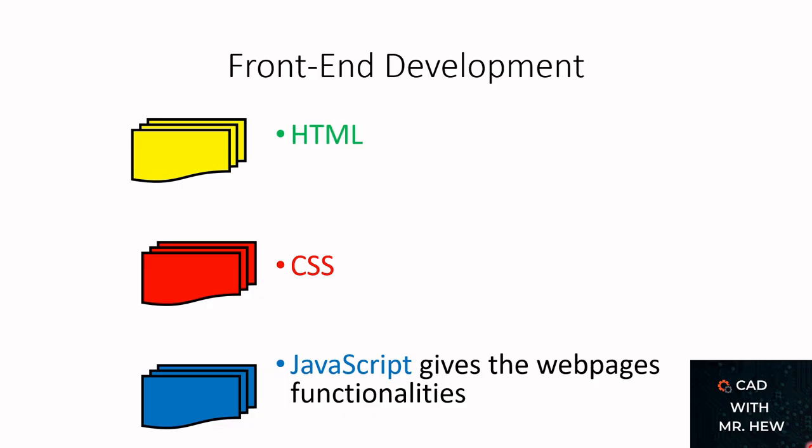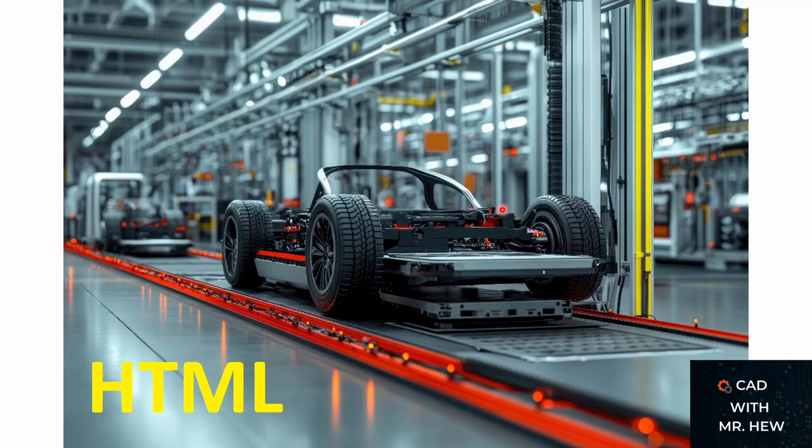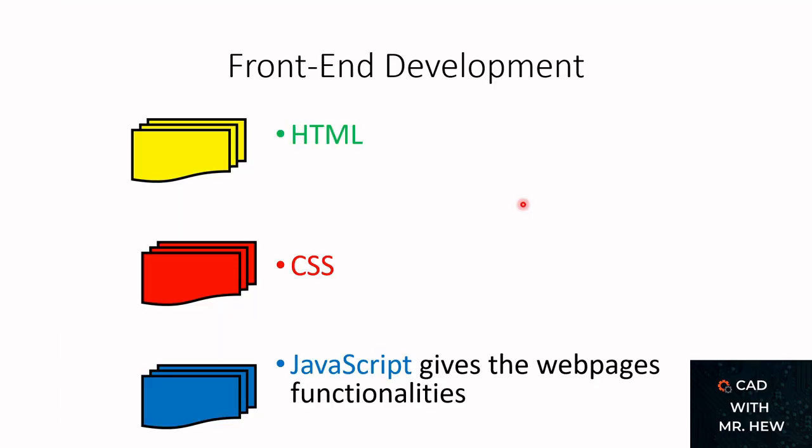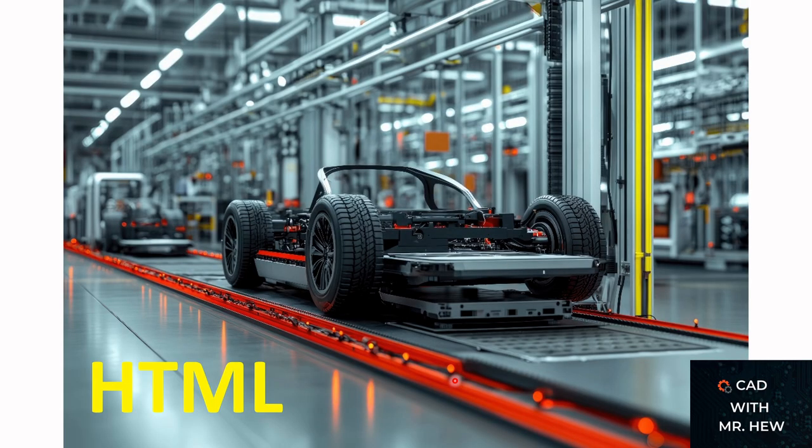JavaScript gives the web pages functionalities. For example, the user can like a tweet or like a video, or they can download a video if they're on YouTube. Now, let us use an analogy to explain the three concepts that we spoke about a while ago, which is the HTML, the CSS, and the JavaScript.